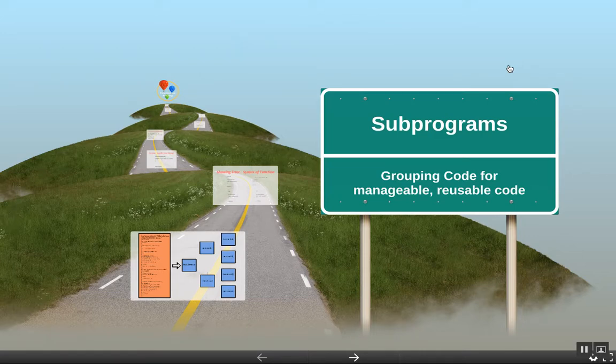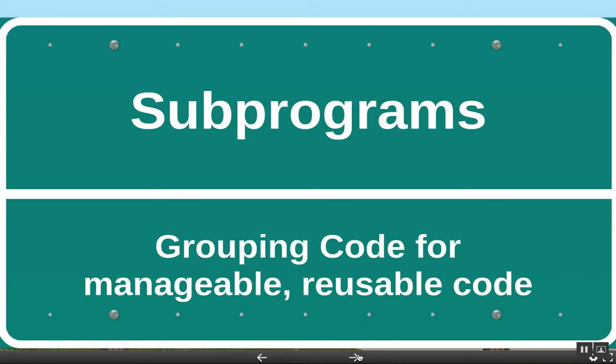Going to talk about subprograms. Subprograms are also called procedures, subroutines, modules, functions, or routines. The idea is to break your program into smaller parts, letting you group related instructions in one place, making your main program smaller and easier to read.